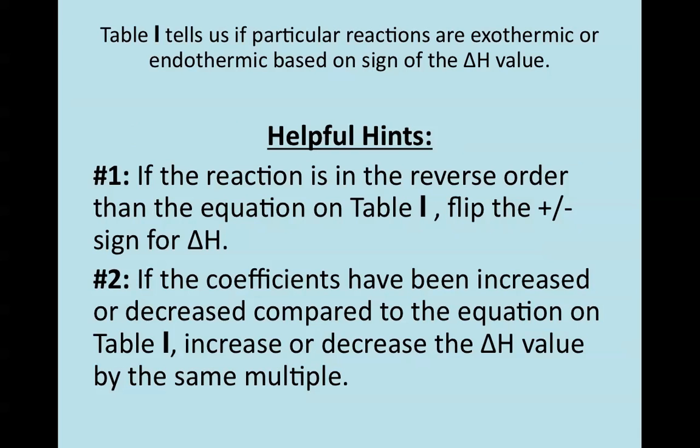Now, a couple things that I want to point out to you that you're going to see me doing, and you might want to jot these down in your notes. Number one, if the reaction is in the reverse order than the equation on table I, we're simply going to flip that positive or negative sign for delta H. Also, if the coefficients have been increased or decreased compared to the equation on table I, I'm then going to have to increase or decrease the delta H value by the same multiple.